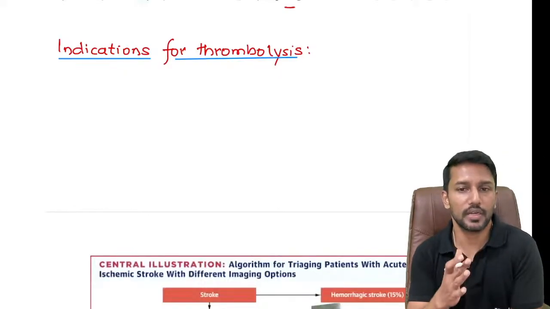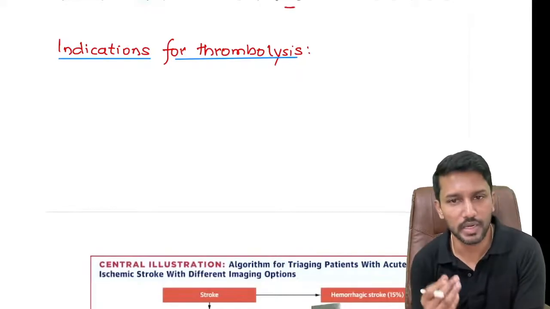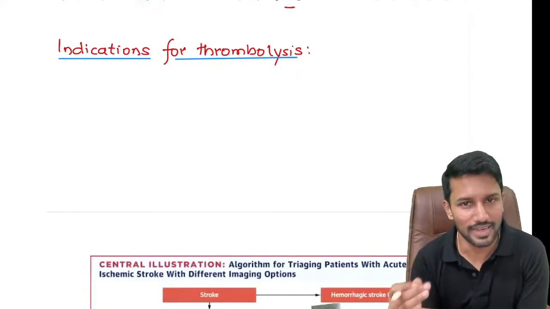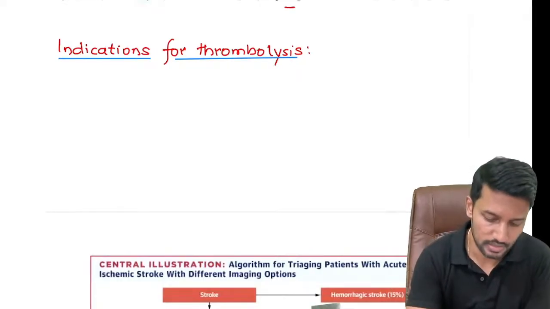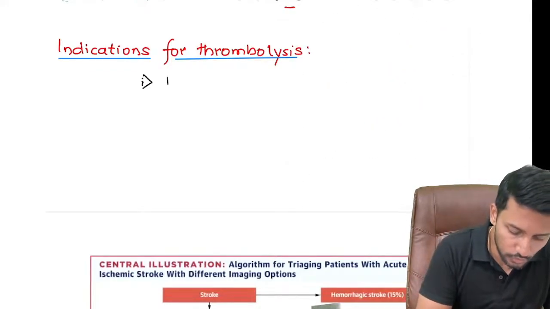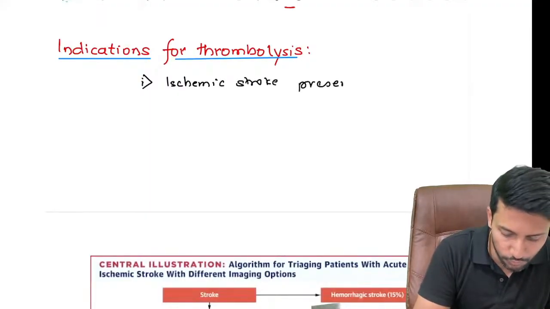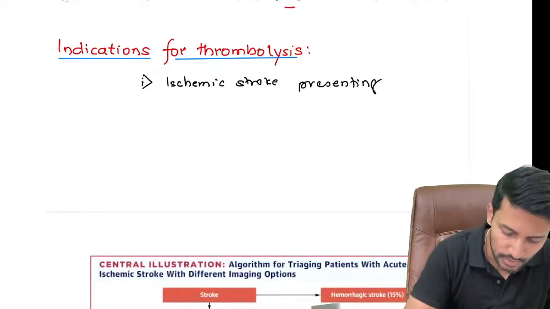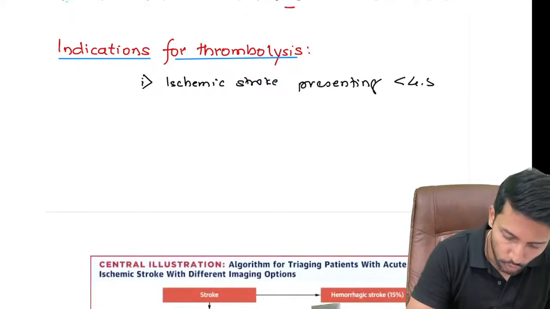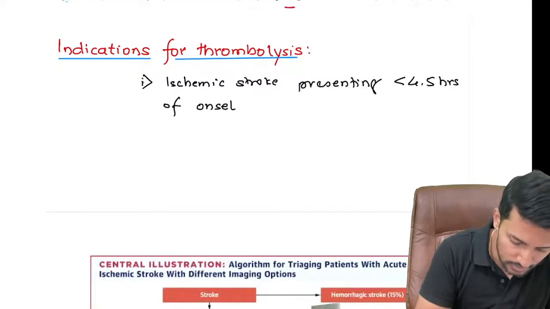After mechanical thrombectomy, the next best possible treatment that we can offer is resolving the clot by giving medications like alteplase, reteplase, or tenecteplase. We call it thrombolysis. What are its indications? Patient should be a case of ischemic stroke, presenting within 4.5 hours of onset of symptoms.